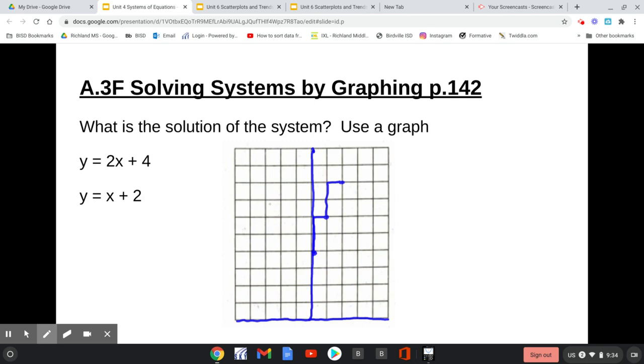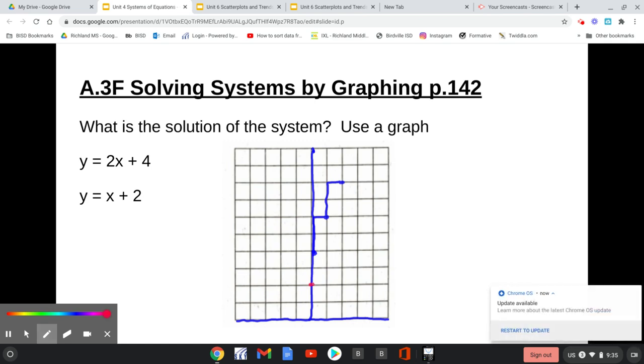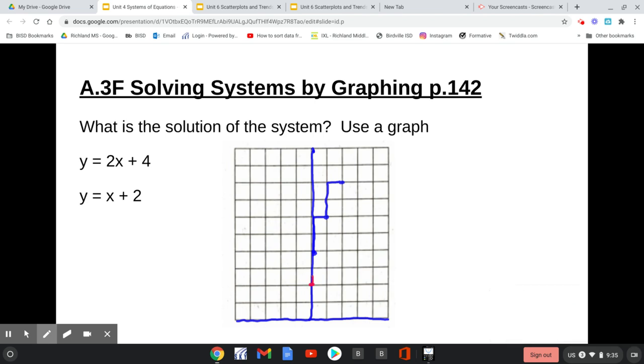Just so I can be clear on this, I'm not going to do that, but I am going to draw the other one in a different color. Let's use a red. And I know my y-intercept is at 2. And I know my slope is up 1 over 1. So I'm going to go up 1 over 1, up 1 over 1, up 1 over 1. And these are my points.